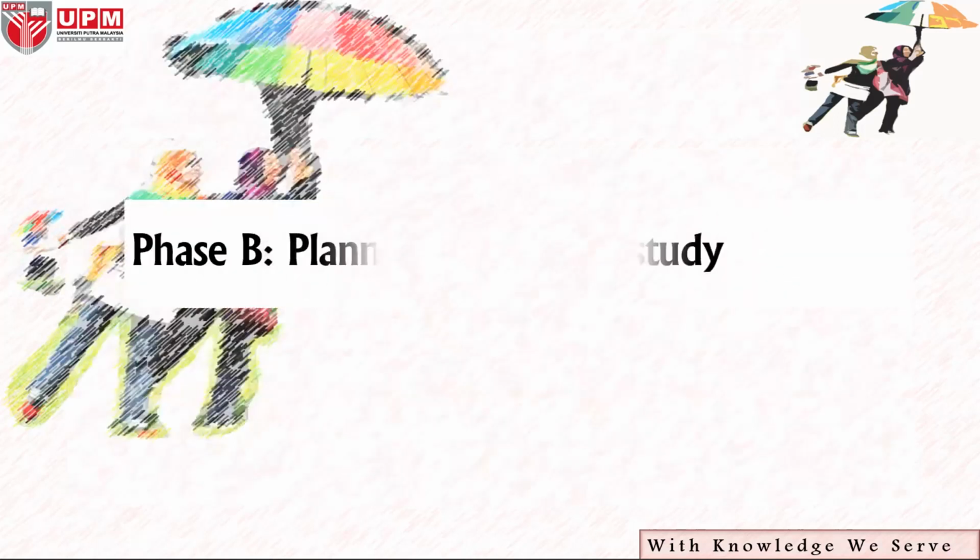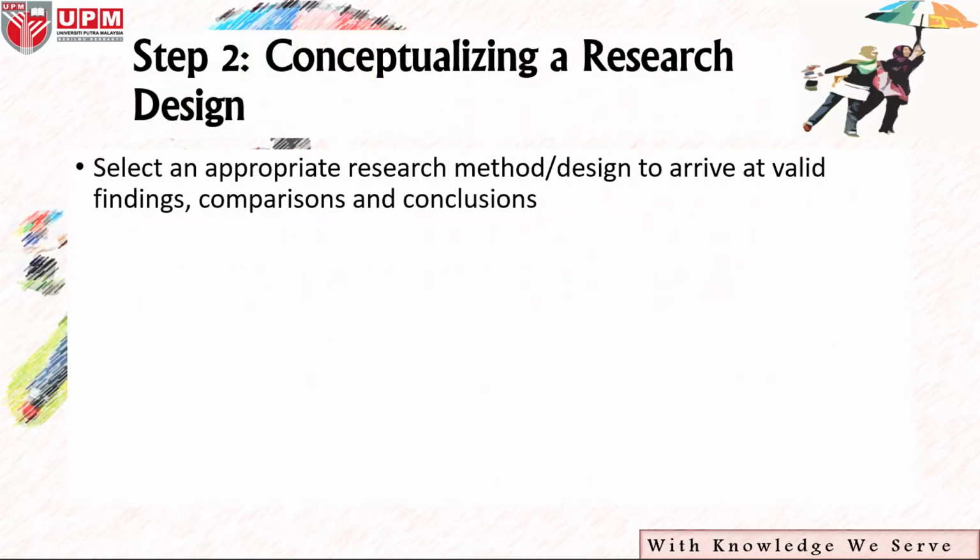Okay, next one, planning a research study. Okay, in which you conceptualize a research design. You select an appropriate research method or design to arrive at valid findings, comparison and conclusion. After you figure out your RQ, for example. The RQ, you connected, it is connected to your problem. Based on the problem that you develop the research questions. Okay, the research question is mostly more appreciated in qualitative. In quantitative, we mostly use objectives.